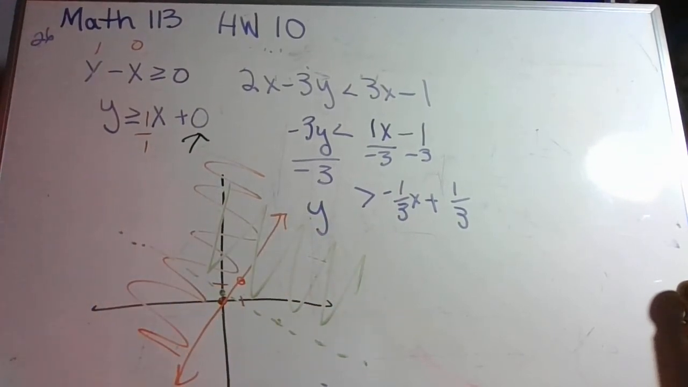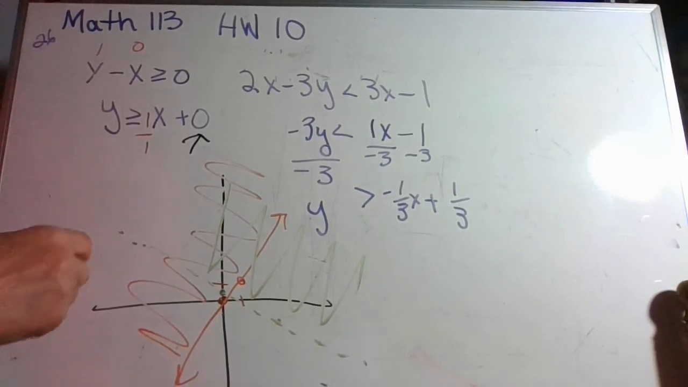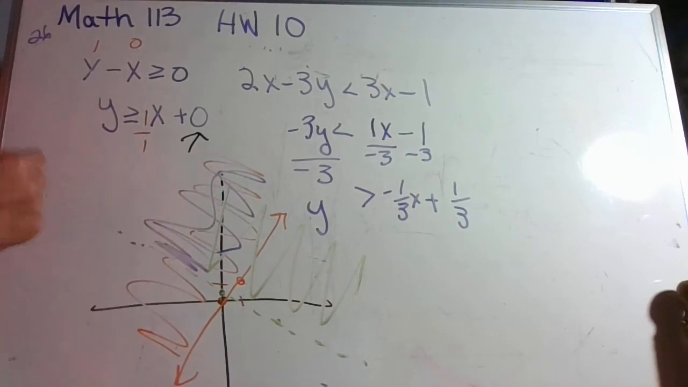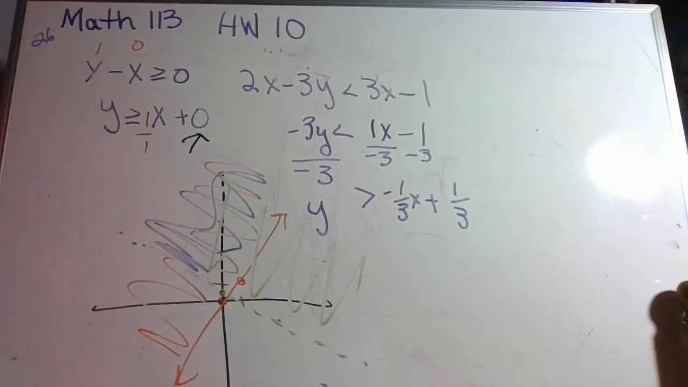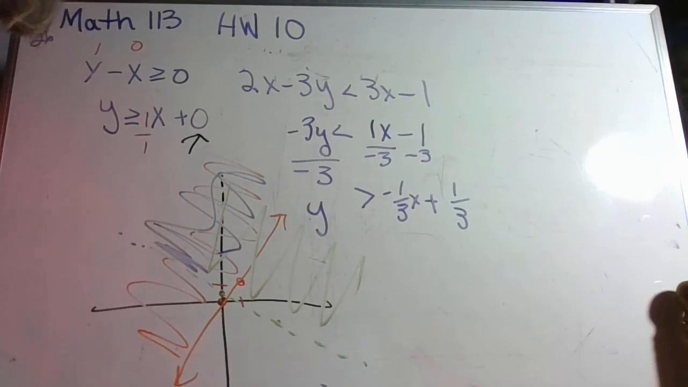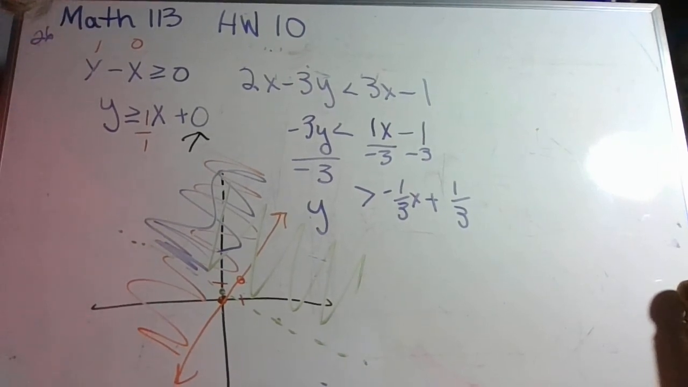So where does it intersect? Looks to me like it's right here. Right there. So we'll highlight that. I just wanted to show you one that went through 0, 0 so you know what to do. Okay, that should get you through lesson 10. And you'll have one more lesson and then woohoo! You'll have a test and be done with 113.